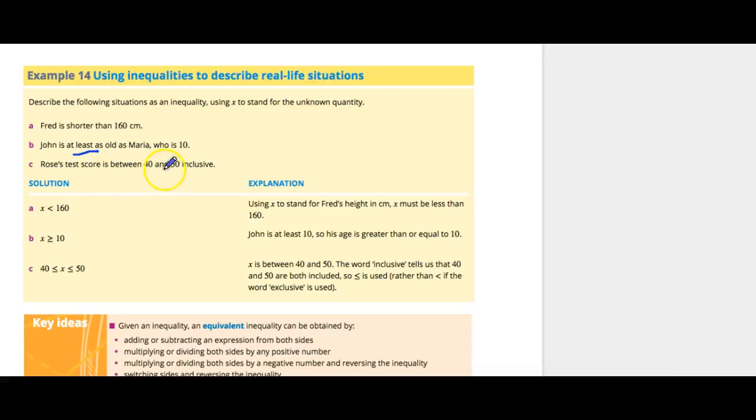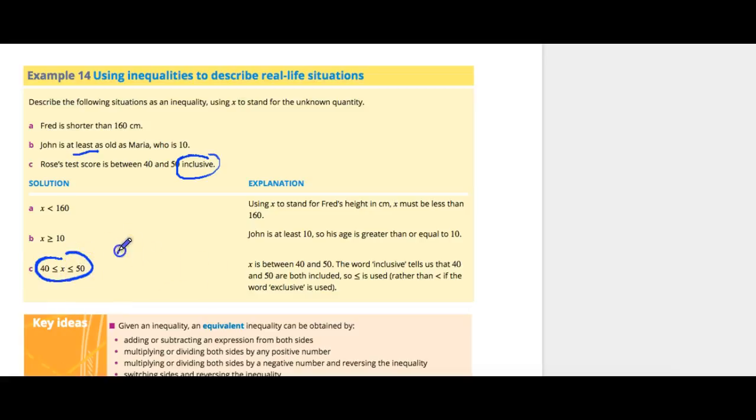Rose's test score is between 40 and 50 inclusive. So inclusive means you include the 40 and 50. That's why we've got a greater than or equal to and a less than or equal to. But the way you would read this is you would always say the x first. So x is greater than or equal to 40 and x is less than or equal to 50.